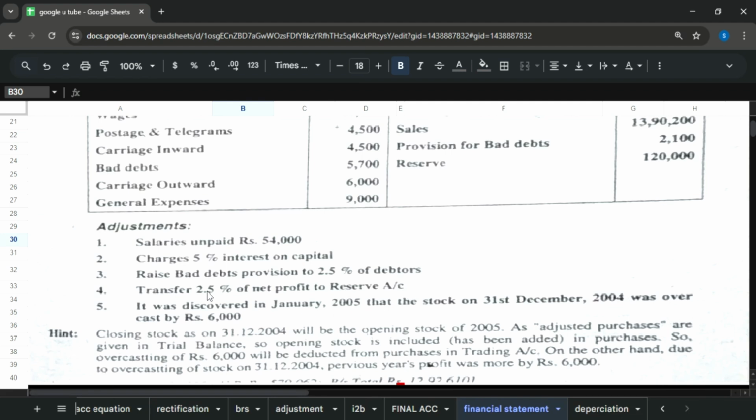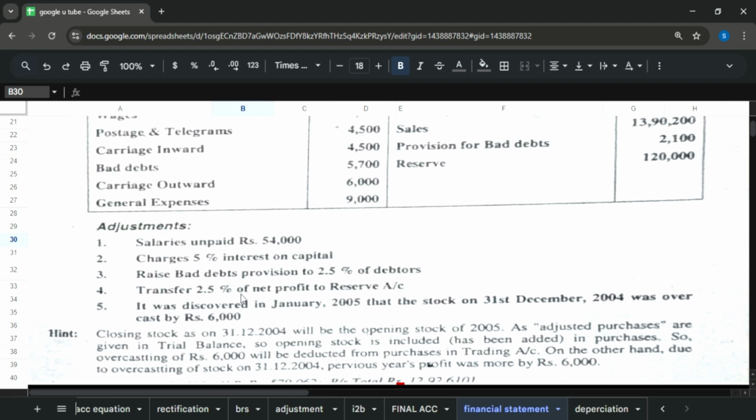Fourth, transfer 2.5% of net profit. Earlier we have solved multiple questions where such a reserve was created. For that we need net profit, and obviously net profit has not yet been calculated. So it means we will wait to solve this adjustment.